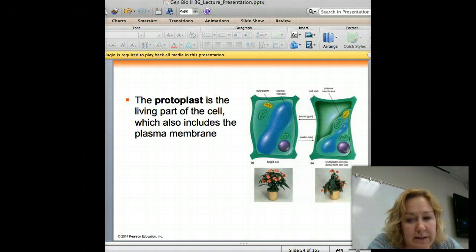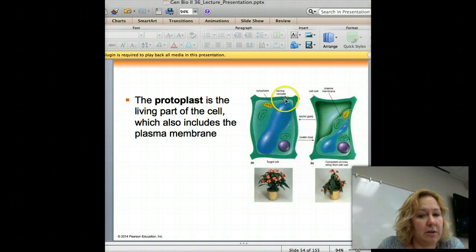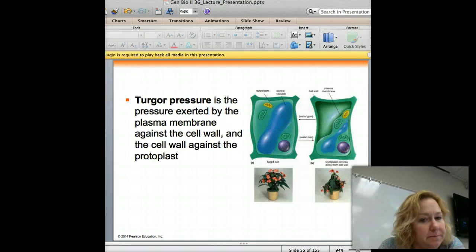Let's move on to the protoplast, shall we? The protoplast. This is the living part of your plant cell. Here's your plant cell. This is the living part of the cell, which includes the plasma membrane. There's your plasma membrane. The protoplast is this outside part, right? It's the living part, which includes the plasma membrane. So that's what we're looking for. Let's go on to the next one.